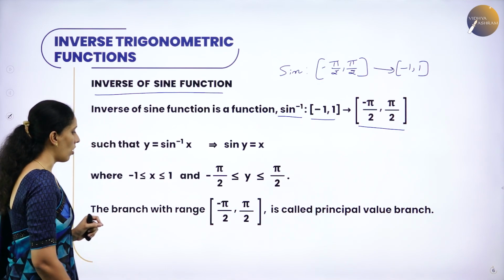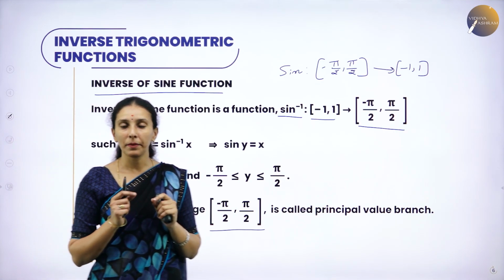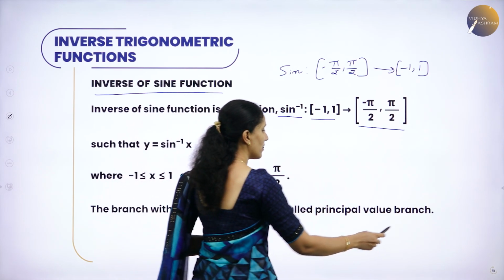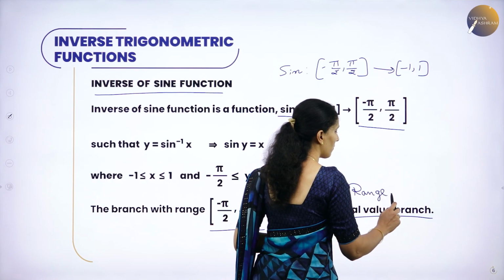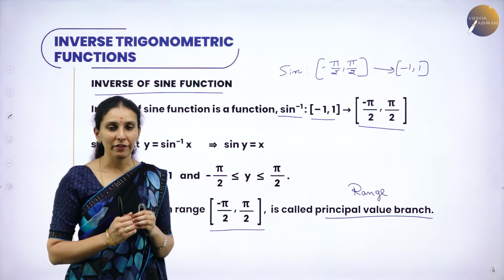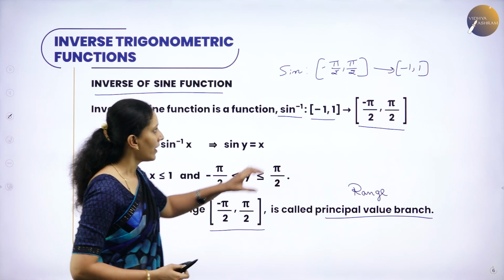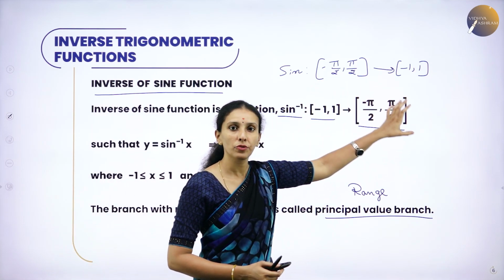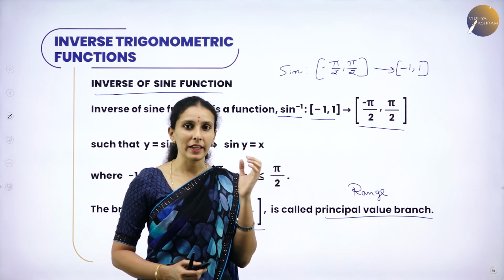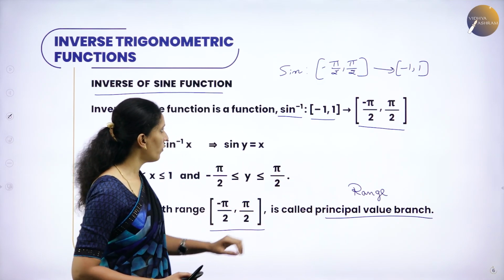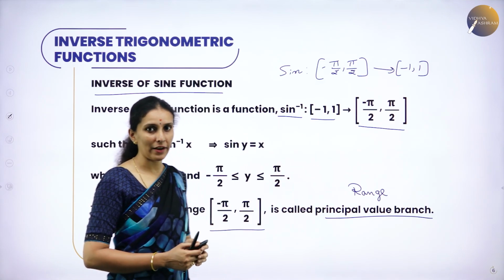We also call this minus pi by 2, pi by 2 as a principal value branch. That is also nothing but the range. So the domain of the sine function can be restricted to any sort of interval, but the interval from minus pi by 2 to pi by 2 is called the principal value branch, or we can say the range of the sine inverse function, or inverse of sine function.